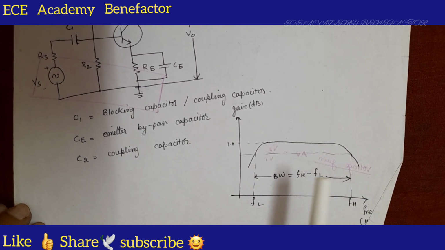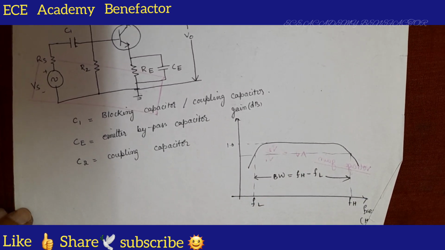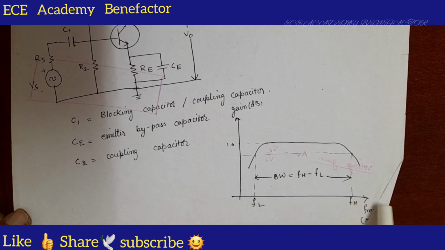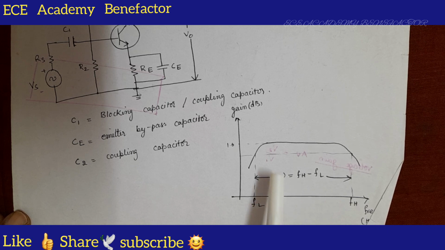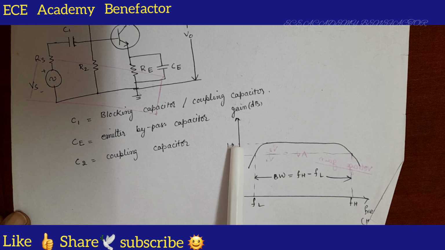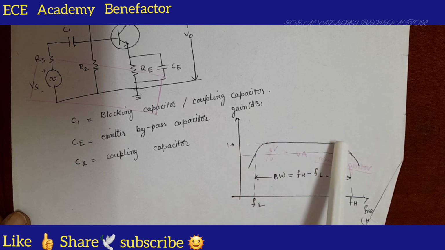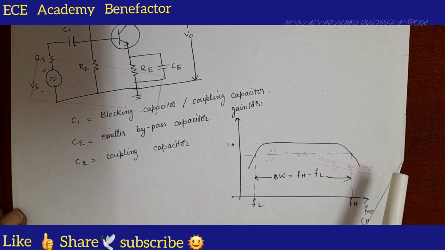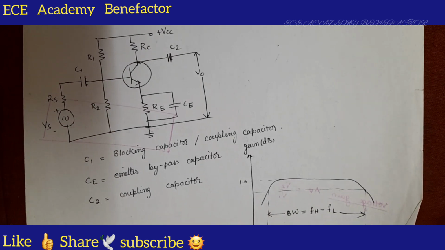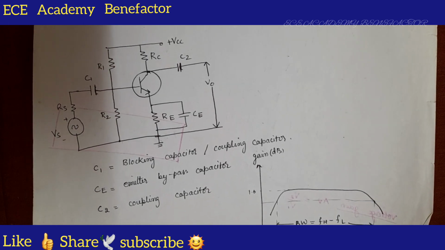This is the frequency response of the transistor as an amplifier. The x-axis is frequency in hertz. FL is the lower cutoff frequency, FH is the higher cutoff frequency. The difference between FH and FL is known as bandwidth. And when the gain is measured in dBs, the maximum value is 1. Okay, so the frequency response is of this kind. We will be seeing in detail about this frequency response in the next class.